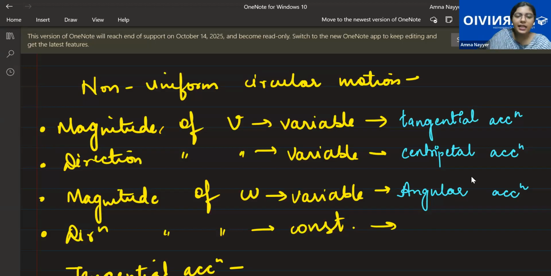When you have the direction of the angular velocity constant, you don't have any acceleration in this case. So these are the conditions necessary for a non-uniform circular motion. Everything will be variable this time, except the direction of the angular velocity. In case of uniform circular motion, only the direction of linear velocity was changing. The rest were constant. Here, only one is constant, that is the direction.